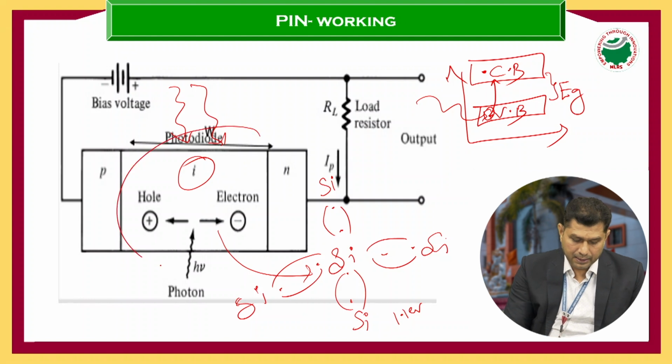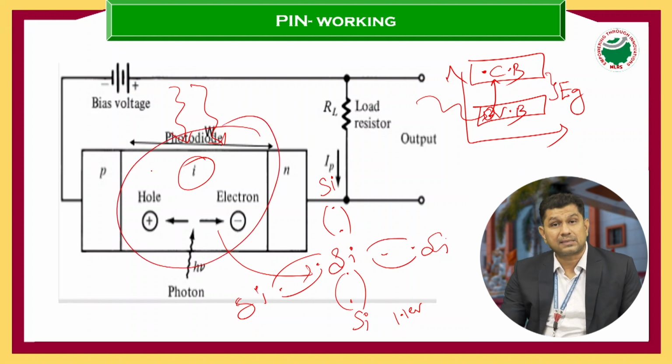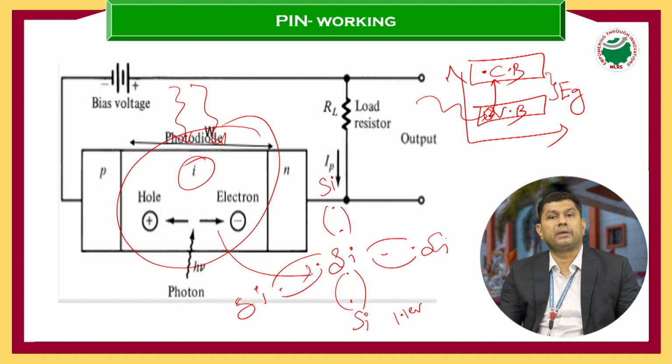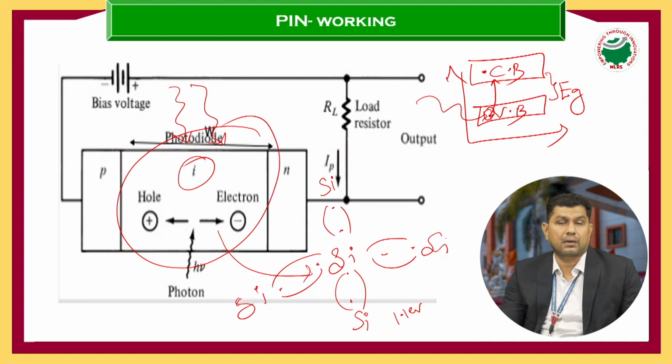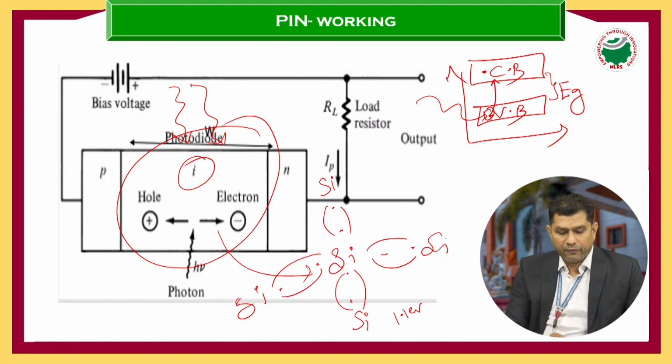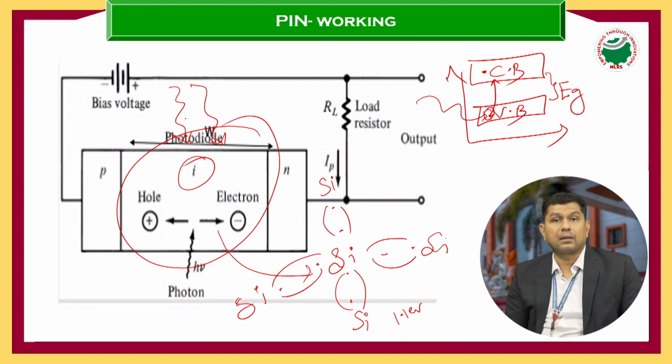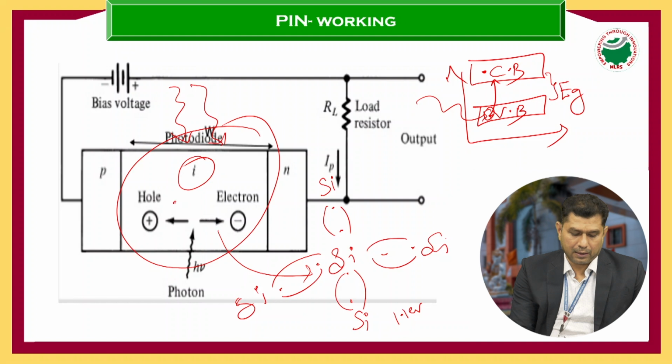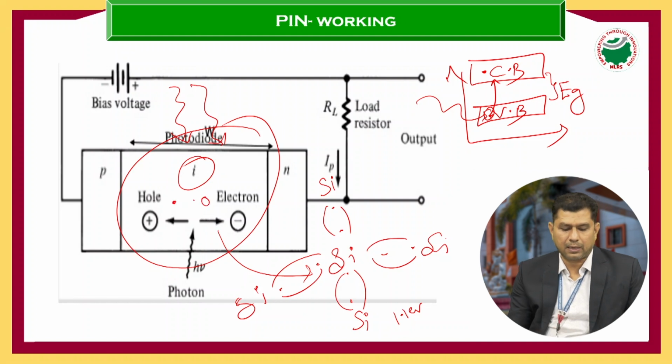This acts as a depletion layer. What is the meaning of depletion layer? No charge carriers are available. In an intrinsic semiconductor also, no charge carriers are available. Why? It is undoped. When you incident light of sufficient energy on this depletion layer, the covalent bond breaks down and electron and hole pairs are created.